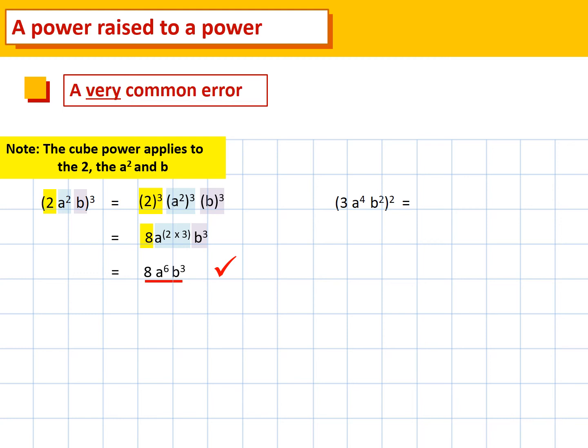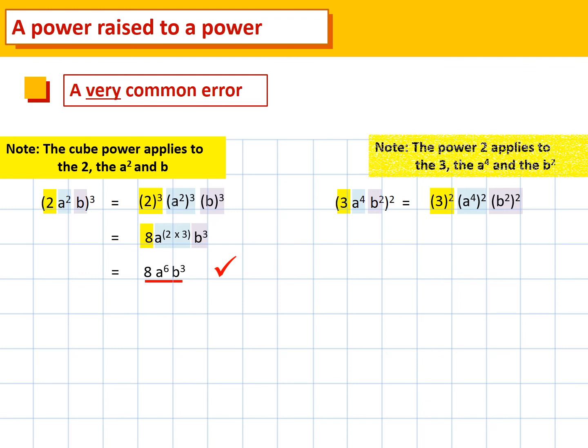In example 2, the power of 2 outside the bracket must be applied to the three things inside the bracket. So that's 3 squared, a to the power of 4 squared, and b squared squared. 3 squared is 9. A to the power of 4 squared, we multiply the powers. B squared squared, we multiply the powers. So our final answer is 9, a to the power of 8, b to the power of 4.